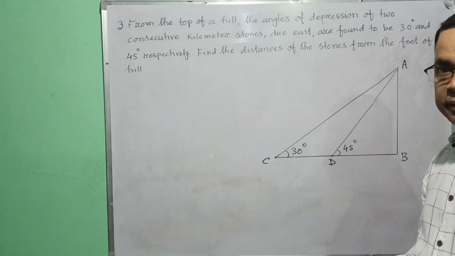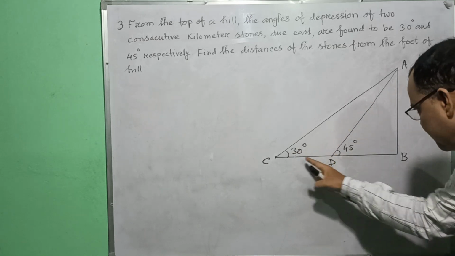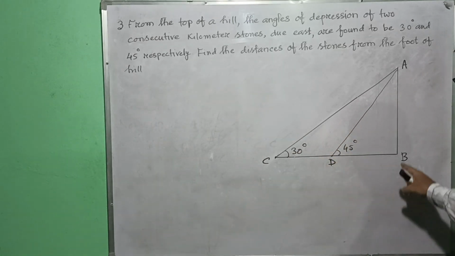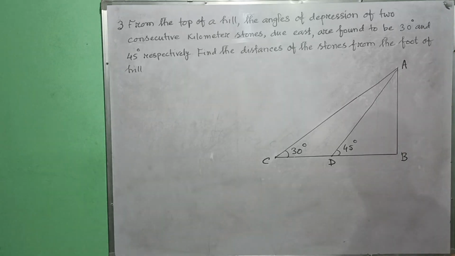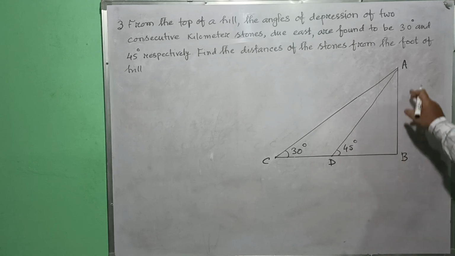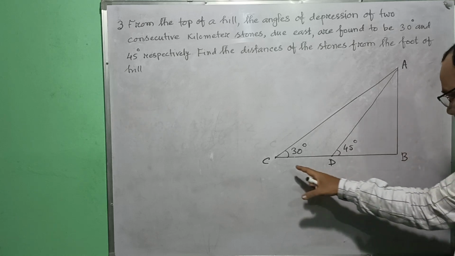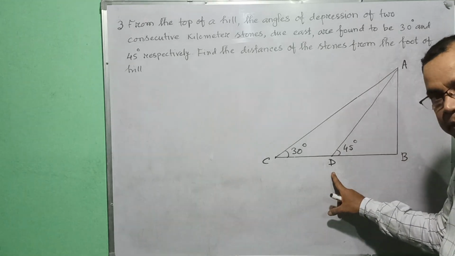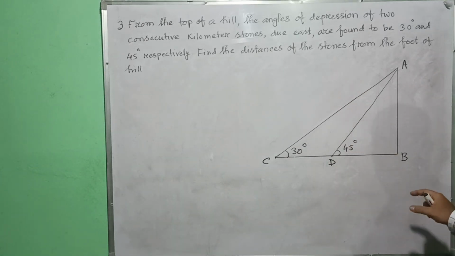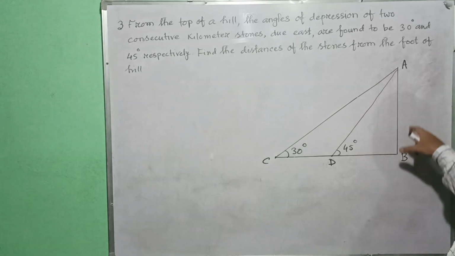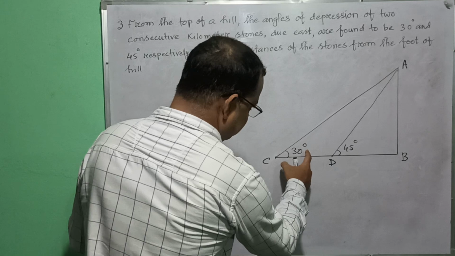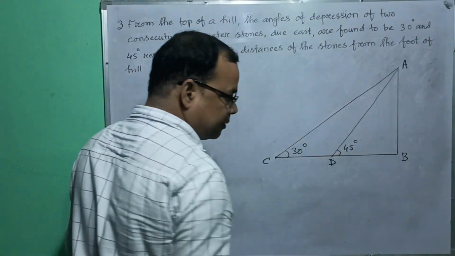So for this question, actually for saving time, I have already drawn a figure. So this figure representing here AB as the hill, the height of the hill, and you can see C and D are the two positions of the kilometer stones, and B is the foot of the hill. As it is given according to the question, it is 30 degree and it is 45 degree.